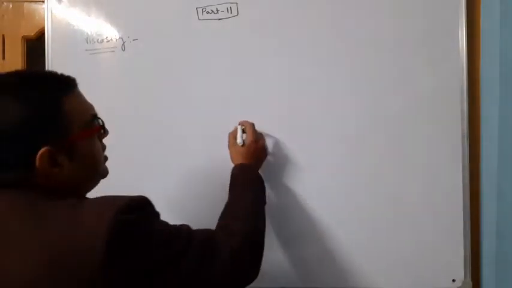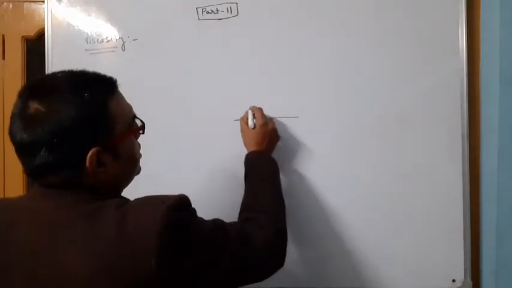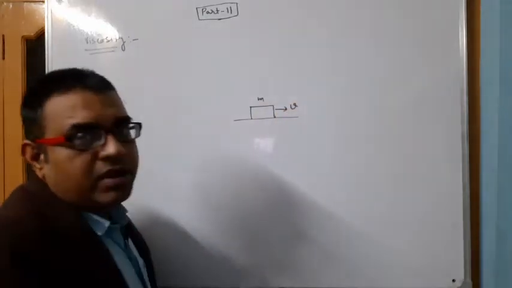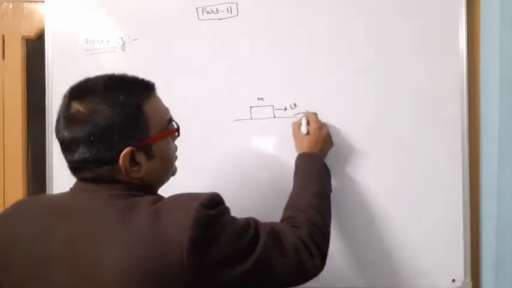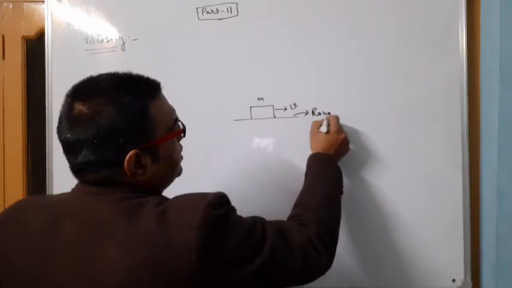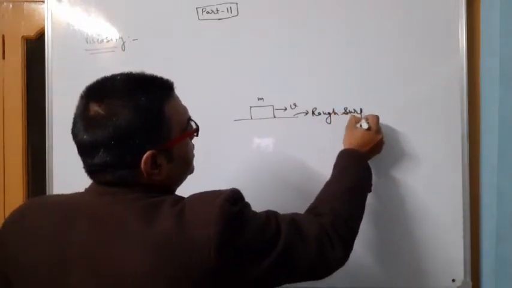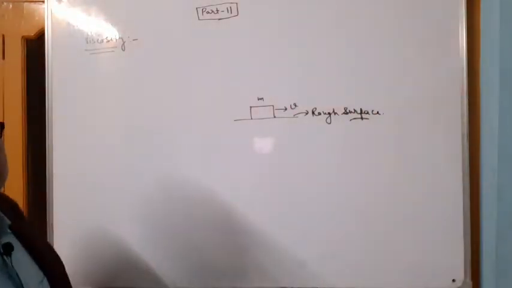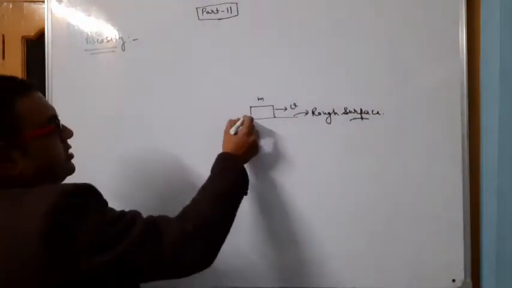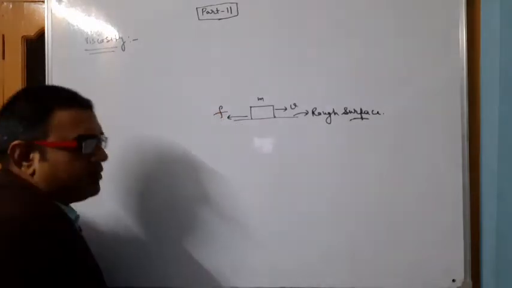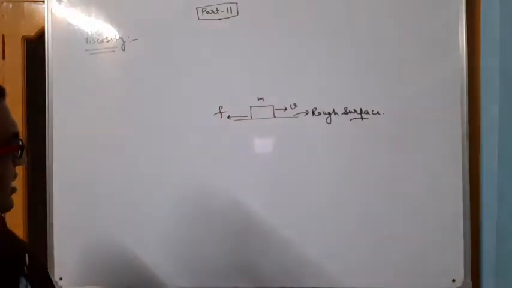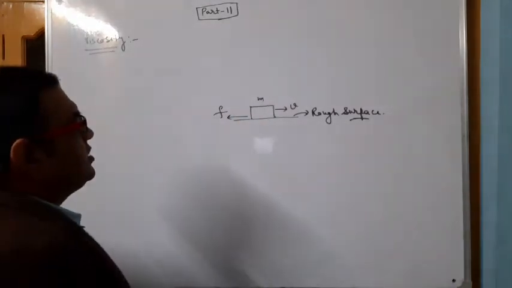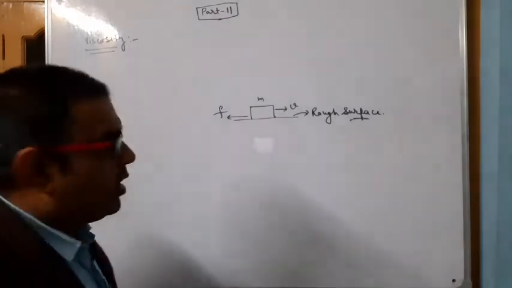As you have seen, suppose there is a solid of mass m moving with velocity v on a rough surface. Then there is an opposing force, called the frictional force, that acts between the body and the surface. This opposes the velocity of the object.